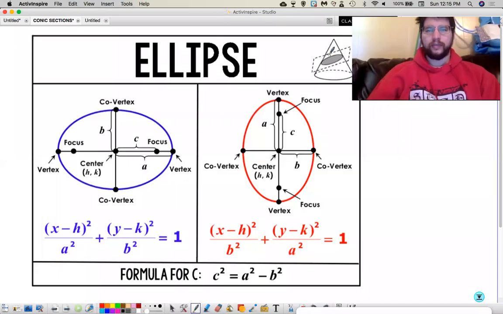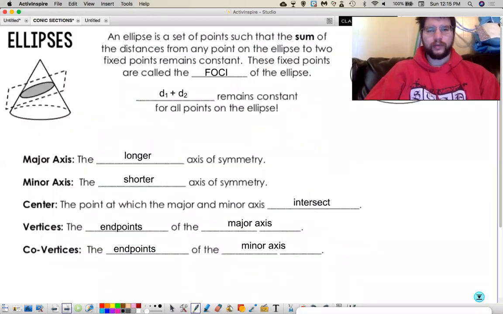All right, guys, up next we have the ellipse. So we have two different formulas because we have two different kinds of ellipses. We have a horizontal ellipse, we have a vertical ellipse. The difference is where A and B are. If you notice, A is always the longer of the two. So let's see where those variables come from.